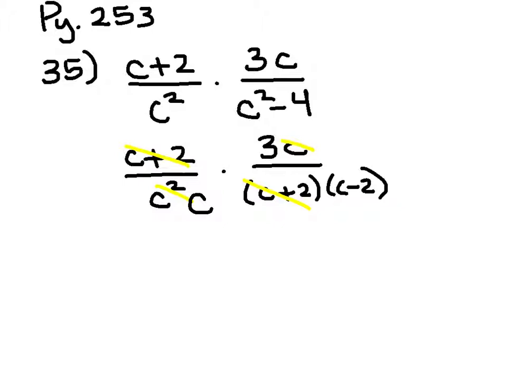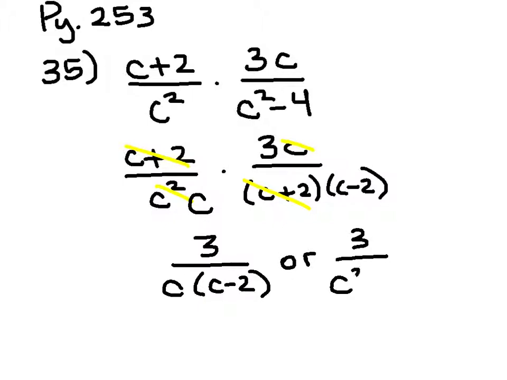So in the numerator, I have a 3 remaining. And in the denominator, I have c times a quantity, c minus 2. Now that's left in factored form, which I believe is how the book expresses it. Another way you could do it is you could multiply it out and write it in standard form. 3 over c squared minus 2c. Okay, great. Now let's continue and do one more problem.